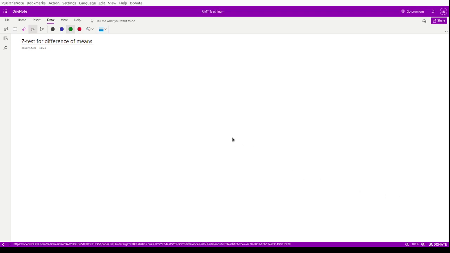So we have talked about the z-test about a single mean, which was defined as this. For a single mean, the z statistic that we defined was equal to x bar minus mu divided by sigma divided by square root n, right?